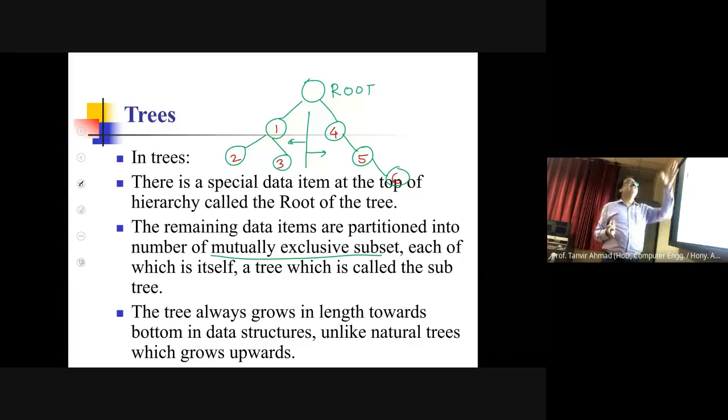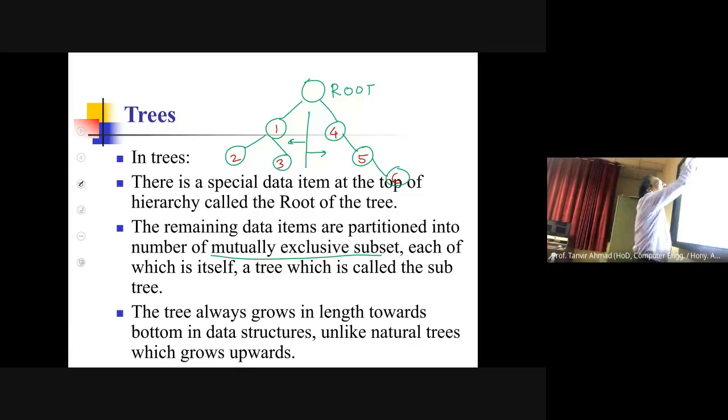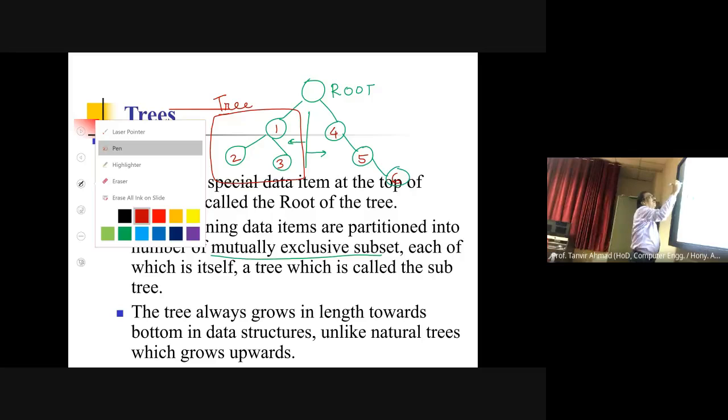Now, from the root, one subset is 1, 2, 3, and the other subset is 4, 5, 6. Each of these is itself now a tree. Therefore, we call it a subtree.